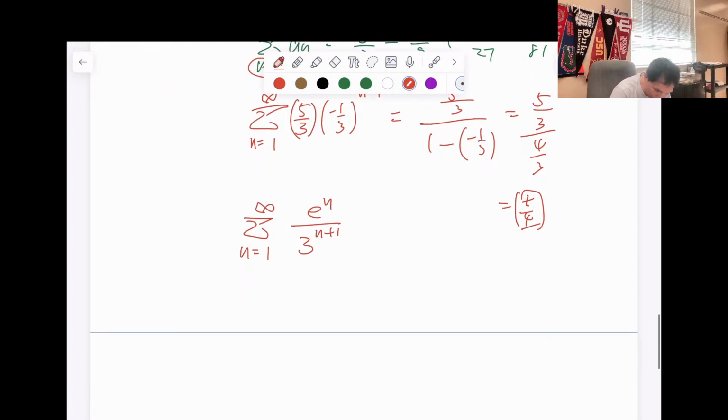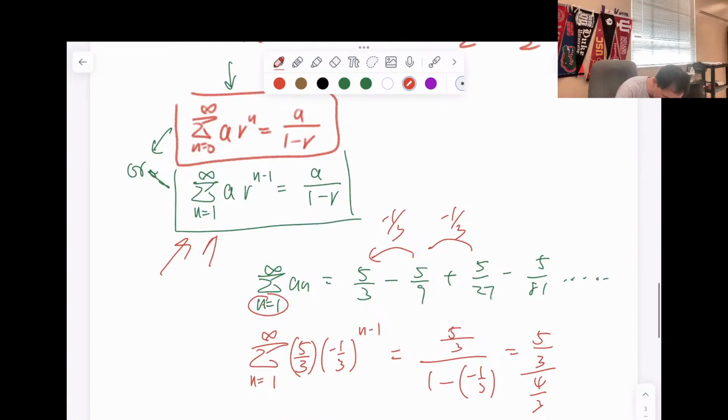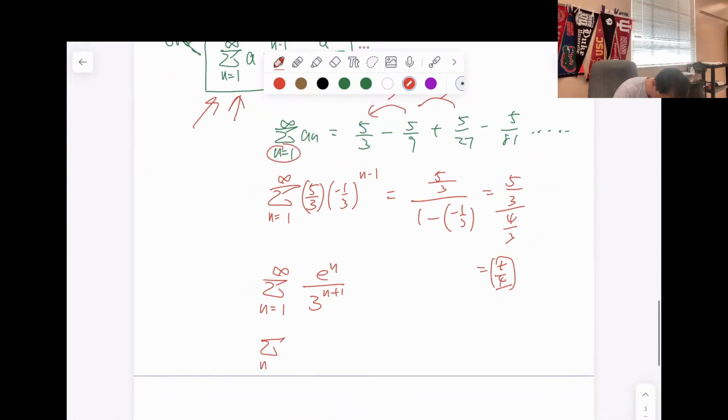All right, so the answer is e over 9 minus 3e. I want to make it into this formula right here. So that's n equal to 1 to infinity. I'm going to break up this e to the n over 3 to the n times 1 over 3. Oh, that's smart. Exponent rule. Yeah, that's smart.